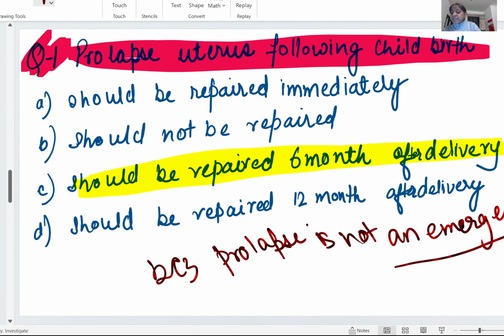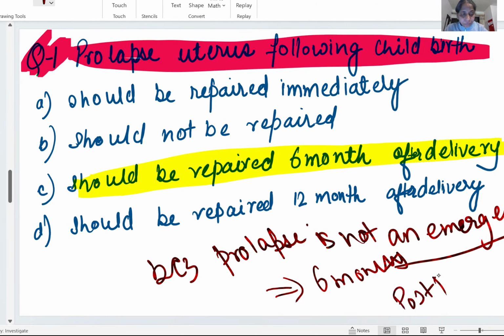Because prolapse is not an emergency. It is good to do after 6 months, not in the postpartum phase.